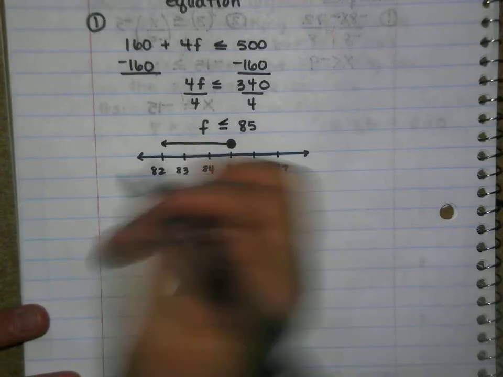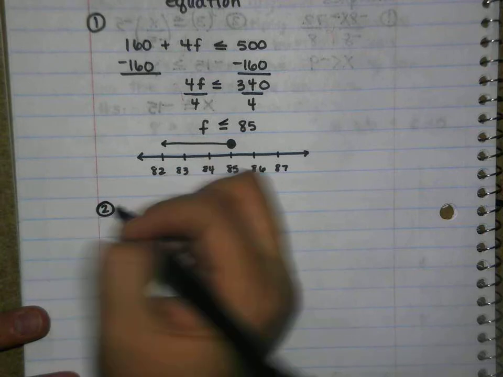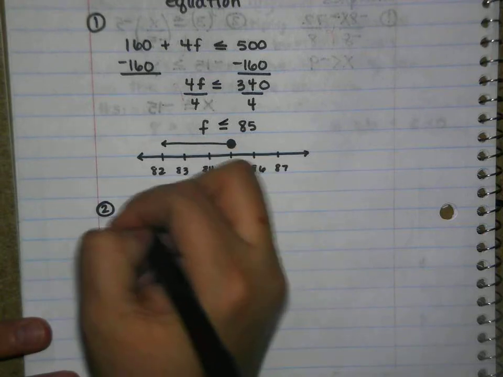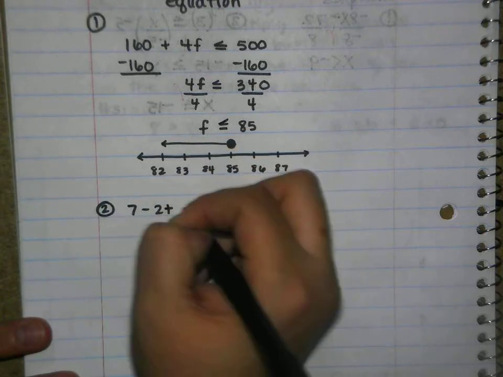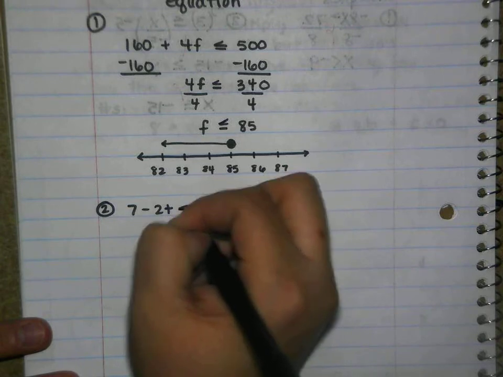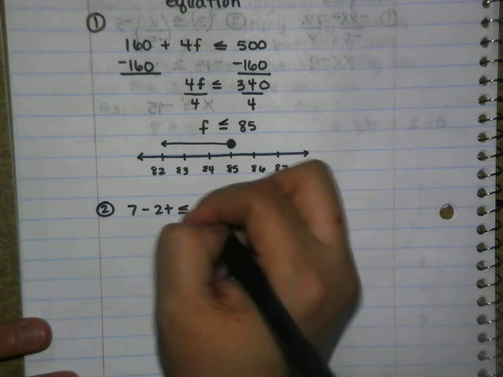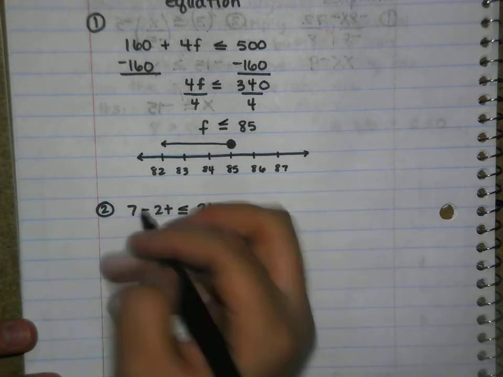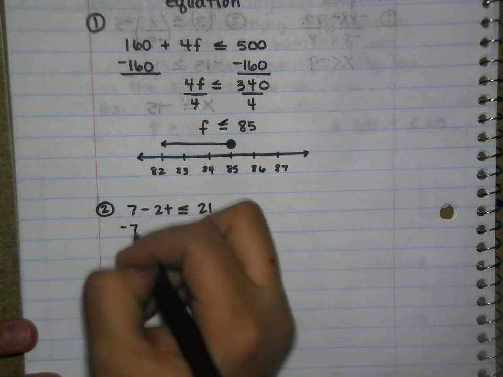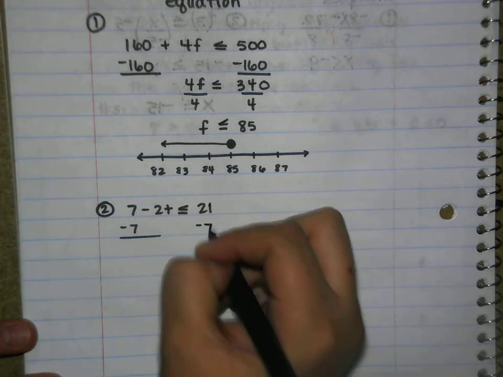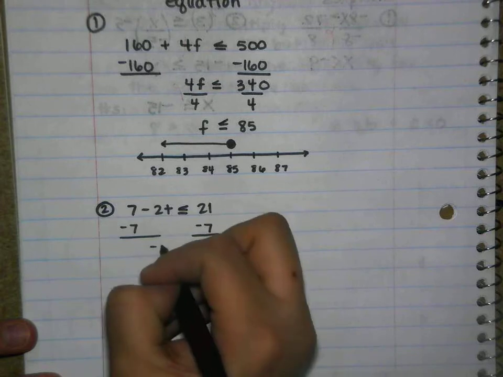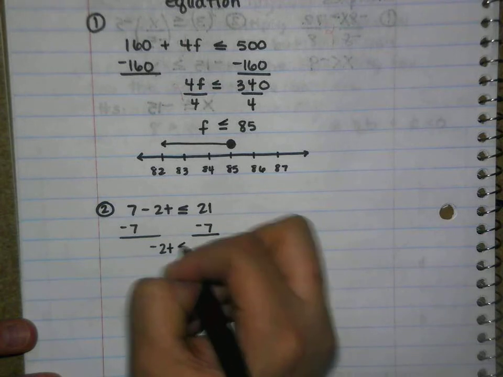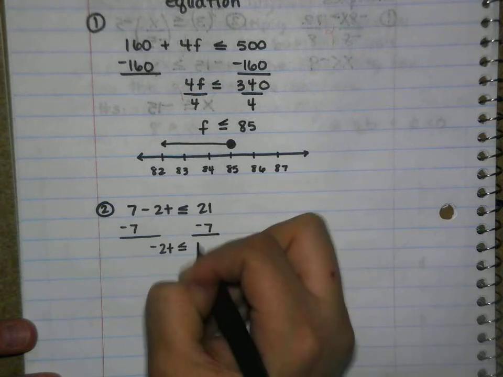Okay, so let's look at another one. Of course, that was a two-step equation. Let's look at another one, and we're going to look at 7 minus 2t is less than or equal to 21. Okay, first we're going to add or subtract if the constant's by itself. We have a constant by itself of 7, a positive 7, so we're going to subtract 7 from this side and 7 from this side. That leaves us with a negative 2t less than or equal to 14.